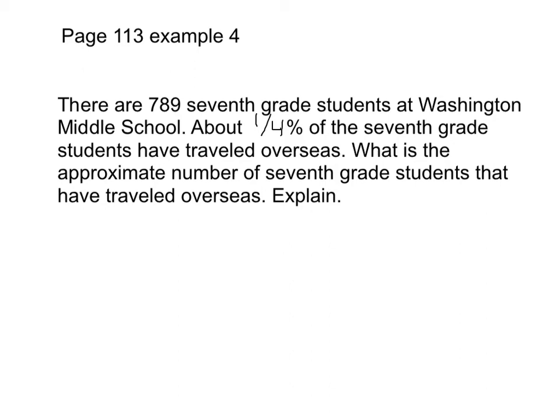So we are on page 113, example 4. There are 789 7th grade students at Washington Middle School. About 1/4% of the 7th grade students have traveled overseas. What is the approximate number of 7th grade students that have traveled overseas? Explain. Okay, there's a lot of ways to do this.